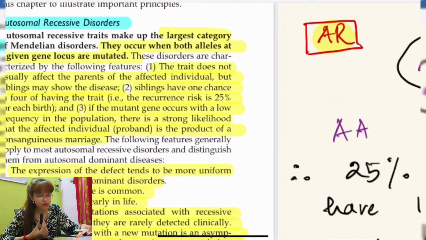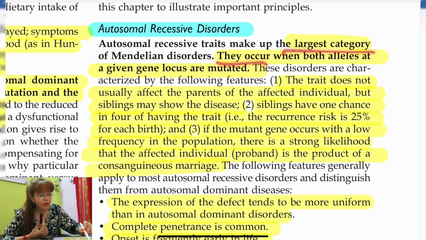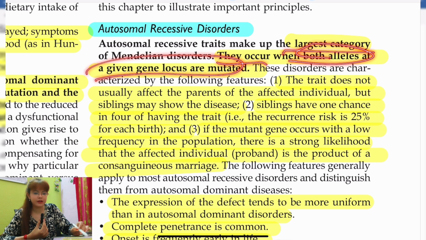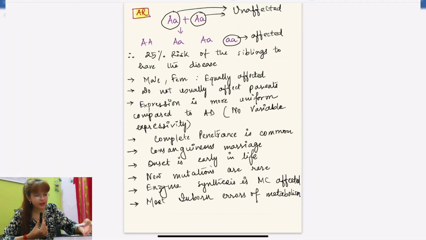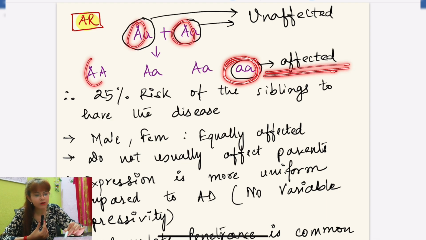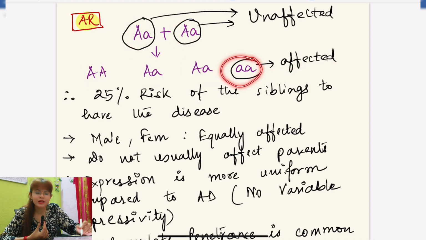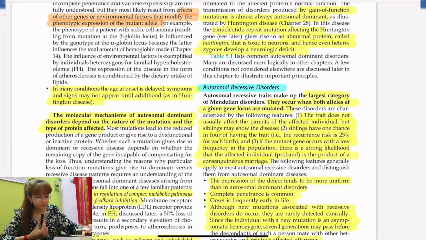Now coming to the next, which is the autosomal recessive disorders. They're the largest category. They occur when both the alleles are mutated. So here you can see, only when both the alleles are mutated, then this individual is getting affected. If any one of these is having a normal allele, then these are all unaffected. Only when both are mutated, then only this particular individual is getting affected.